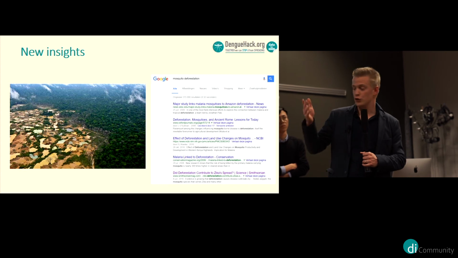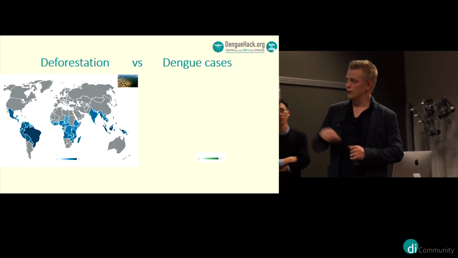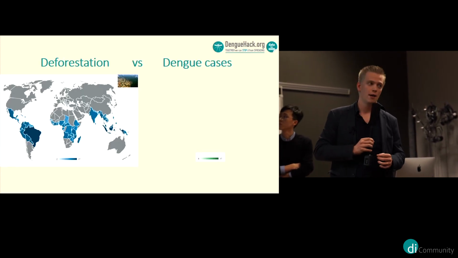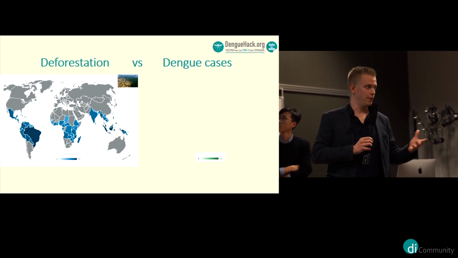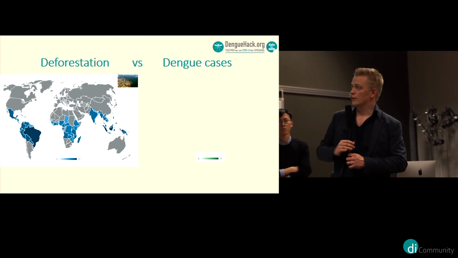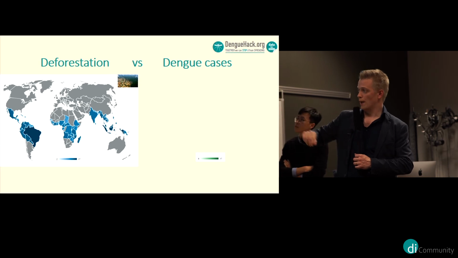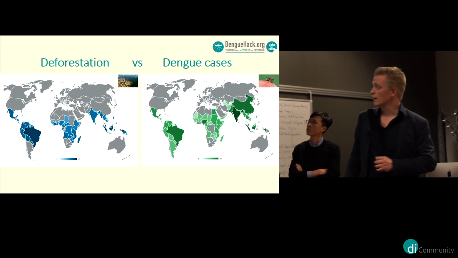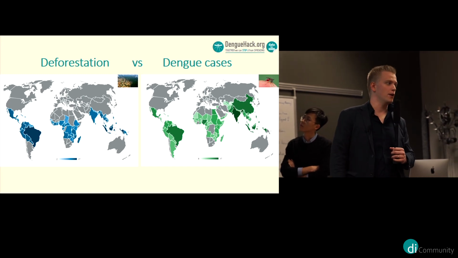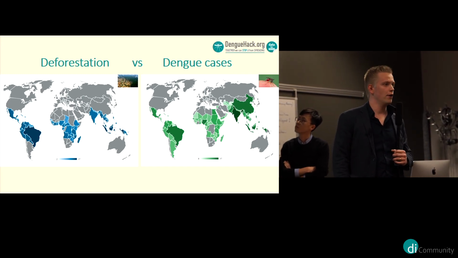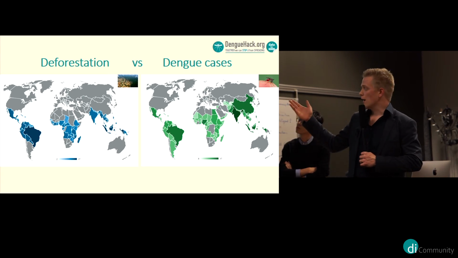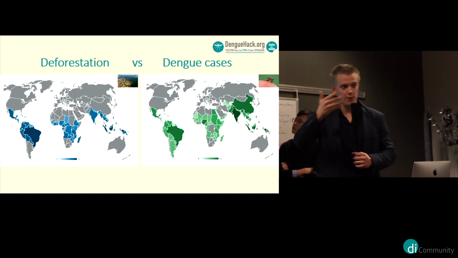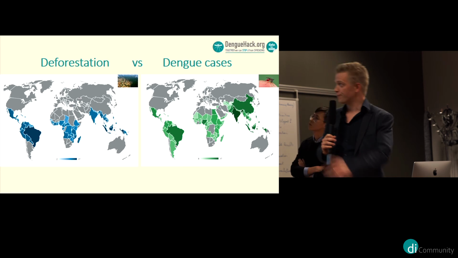Now we tested this visually on the next slide. Here you see on the left-hand map of the world indicating the percentage of deforestation. So we see lots of deforestation in Brazil, India, and Indonesia. And surprise, surprise, we have here a number of dengue cases in 2014, so there is some visual correlation going on here. So it's maybe a new insight to look into in the future.